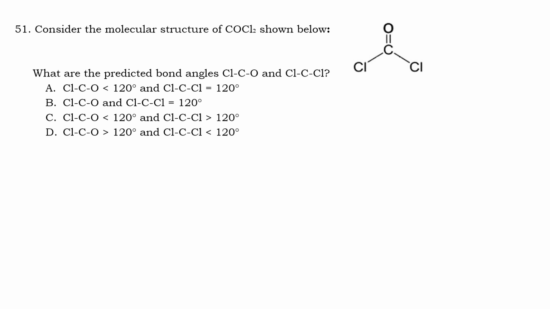Question number 51. Consider the molecular structure of carbon oxygen chlorine, known as phosgene, shown. Which of the following predicts the bond angles? Chloride, carbon, oxygen, and chloride, carbon, chloride. So which can represent this one? So that should be C: chloride, carbon, oxygen is less than 120 degrees, and chlorine, carbon, chlorine is greater than 120 degrees.